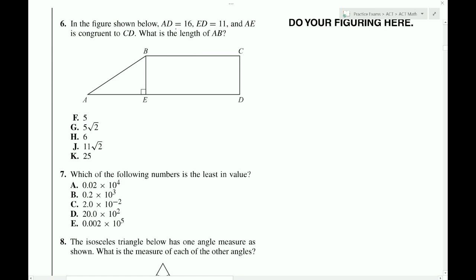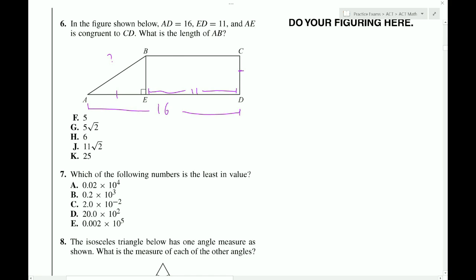In the figure shown below, AD is equal to 16. So that's going to be this whole bottom piece. ED is 11. So that's this piece here. AE is congruent to CD. Okay. What is the length of AB? So we want to know this piece here.